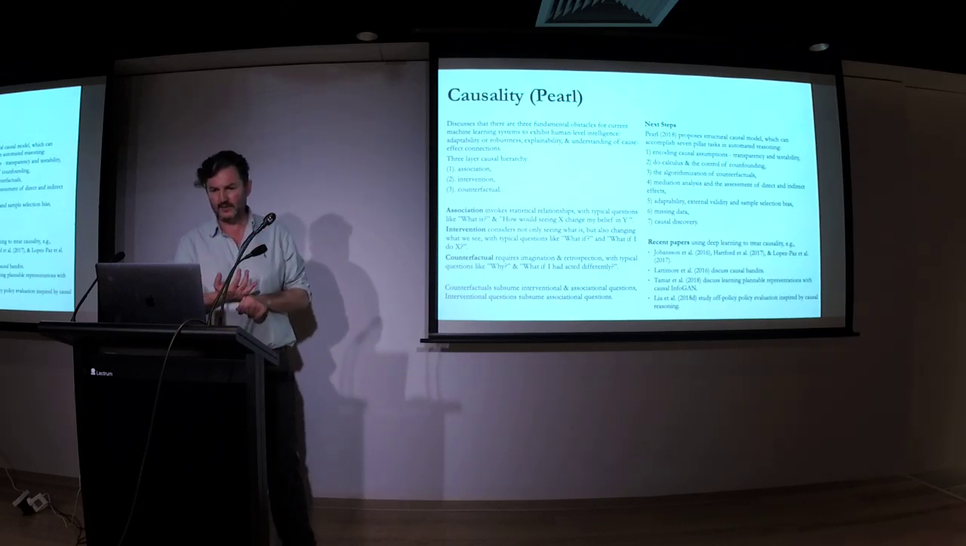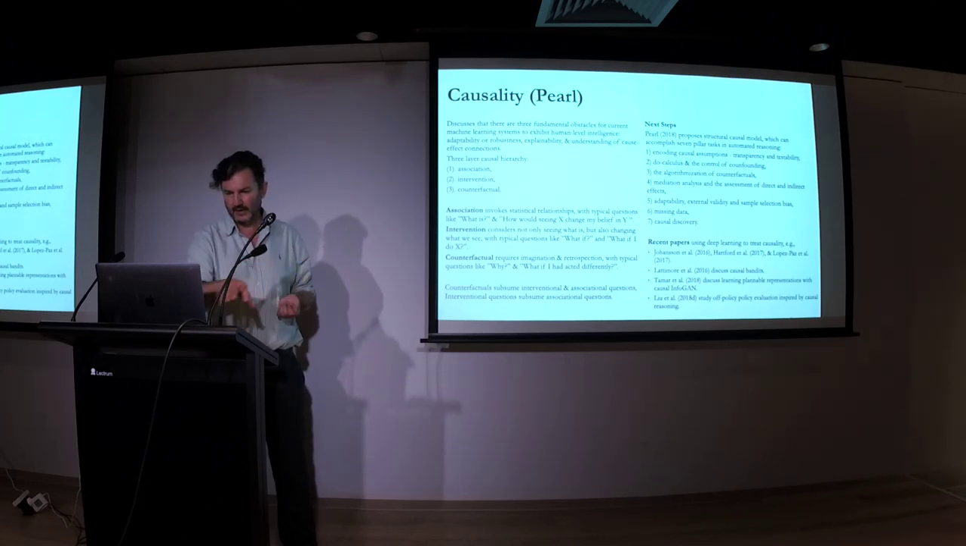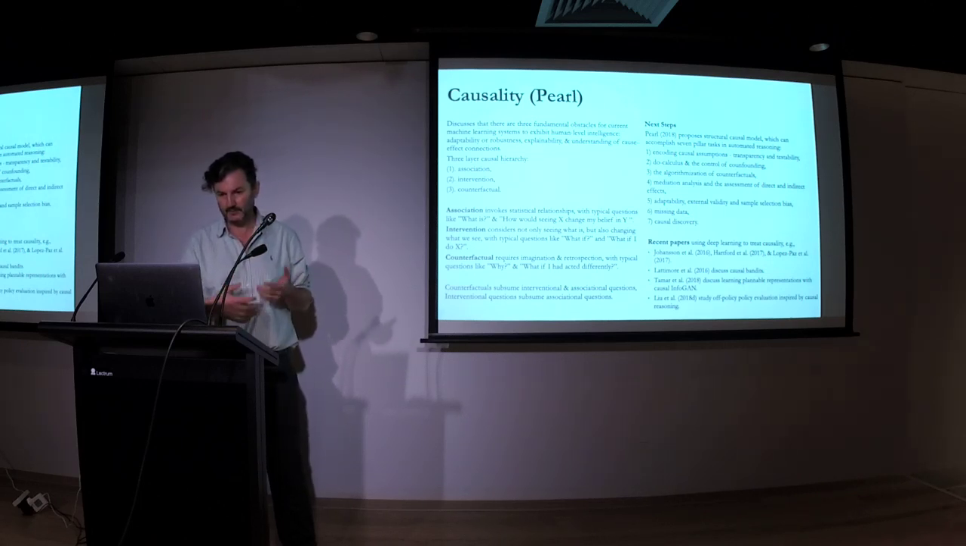So what he discusses is that there are three fundamental obstacles for current machine learning systems to exhibit human-level intelligence: adaptability, robustness and explainability, and understanding of cause and effect connections. The three-layer causal hierarchy is association, intervention, and counterfactual. And we can just unpack that. So association is the typical question: what is, and how would seeing X change my belief in Y. Intervention is: what if I do X. And counterfactual is: why, and what if I had acted differently.